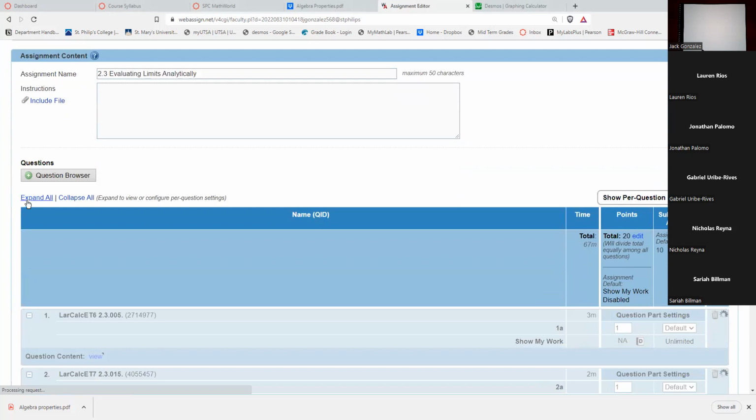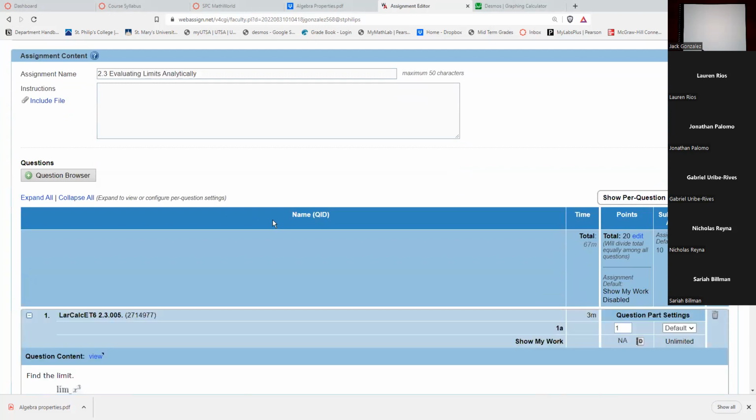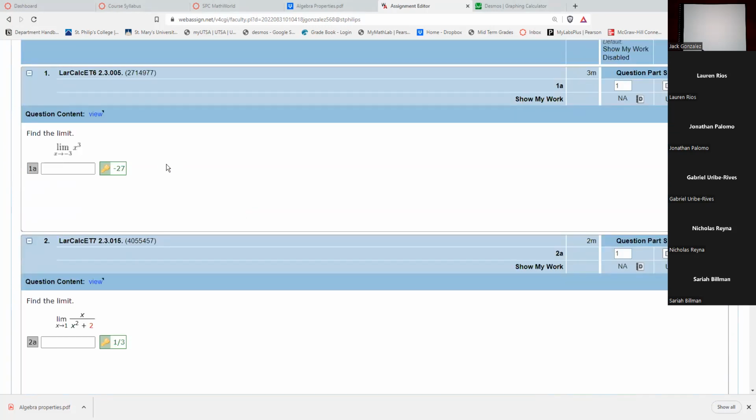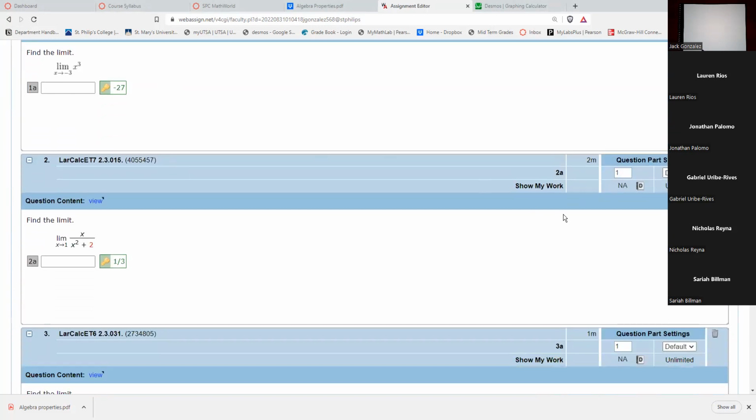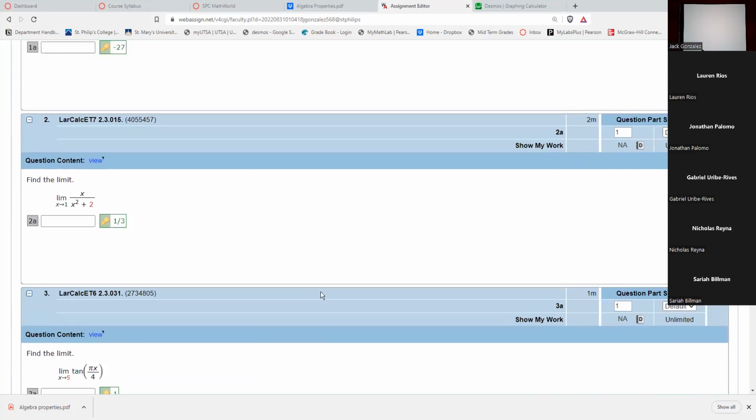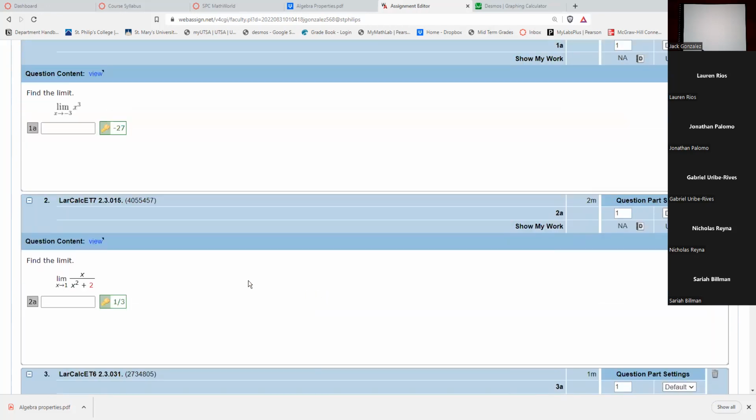All right. 2.3 is finding limits analytically instead of graphically or numerically. All righty. These I might have to do on, well, maybe I might have to do this on paper. Let's see.